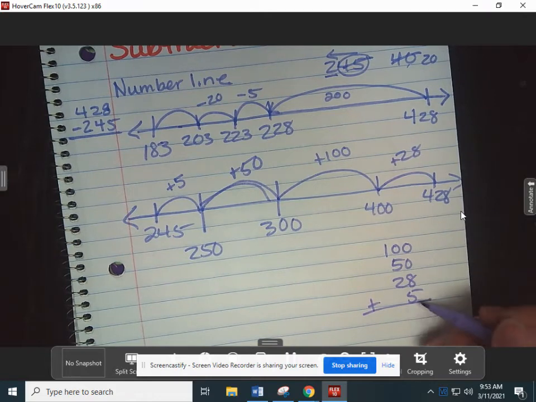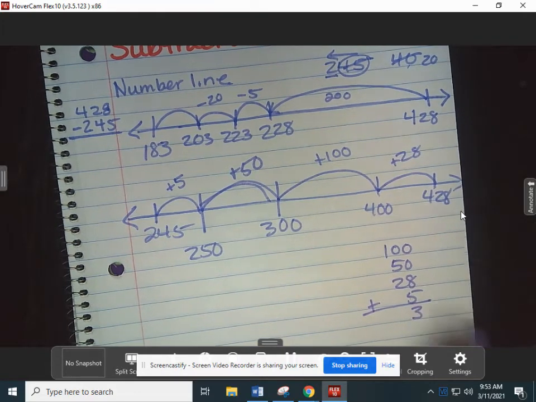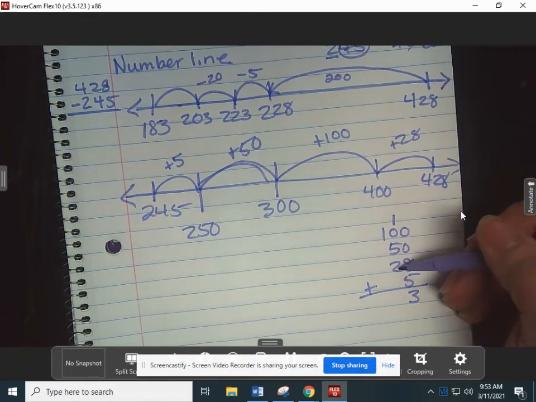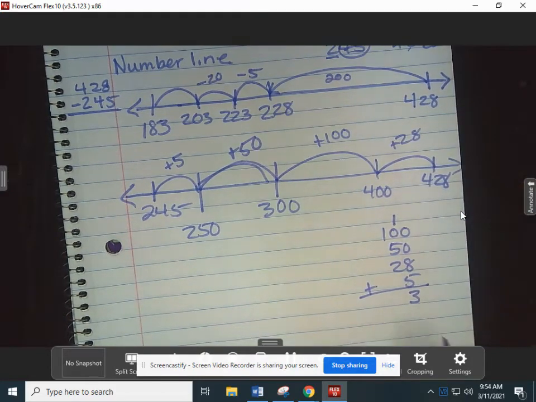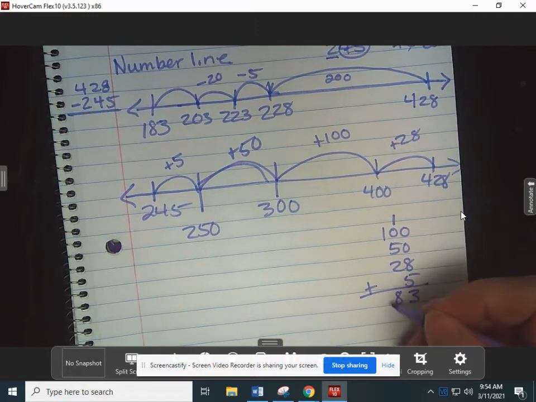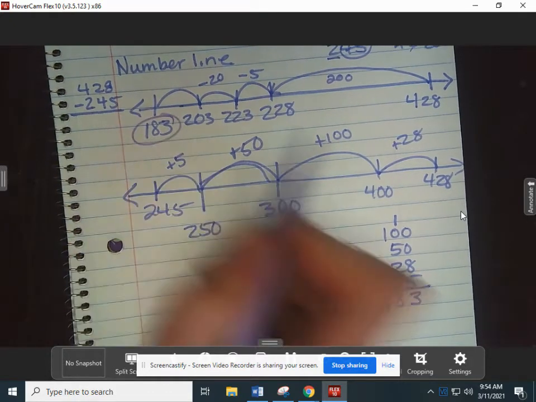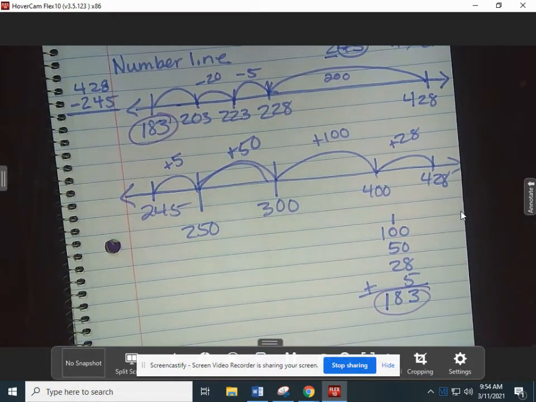Okay, so 8 plus 5 is 13. There, I put my teen part there. 1 ten, 5 tens, 2 tens equals 8 tens. So did we end up with the same number? Yes. So this is using a number line 2 different ways, but it's a bit cumbersome, isn't it?